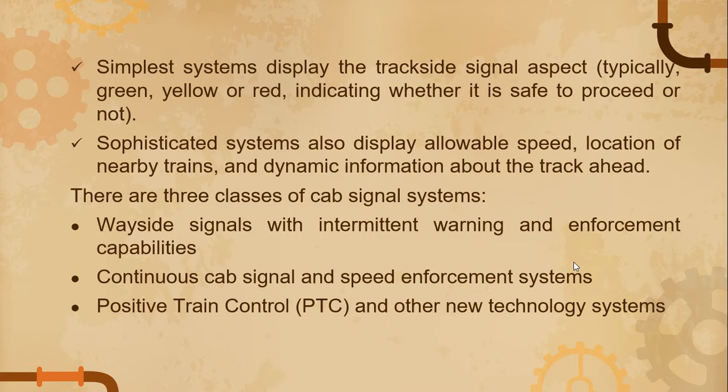So there are three classes of cab signal systems. So first is the wayside signals with intermittent warning and enforcement capabilities, second is continuous cab signal and speed enforcement systems, and third is positive train control PTC and other new technology systems. So ito yung mga classes of cab signal systems, yung tatlo na to.